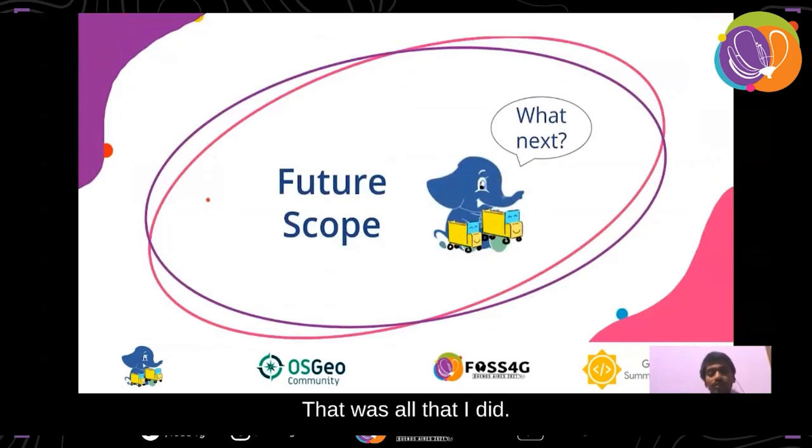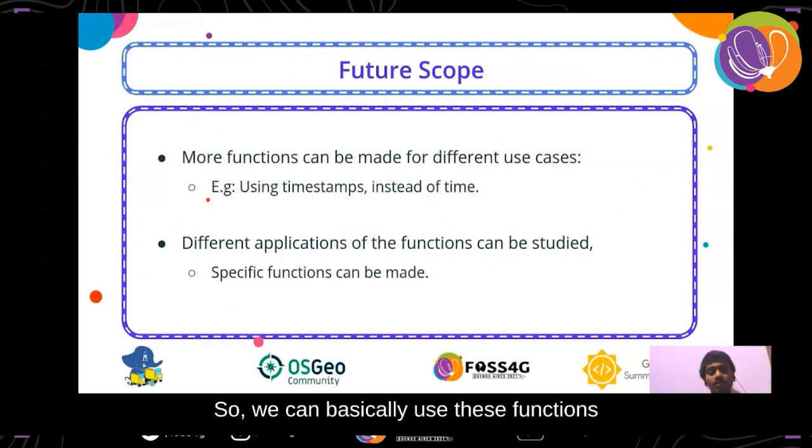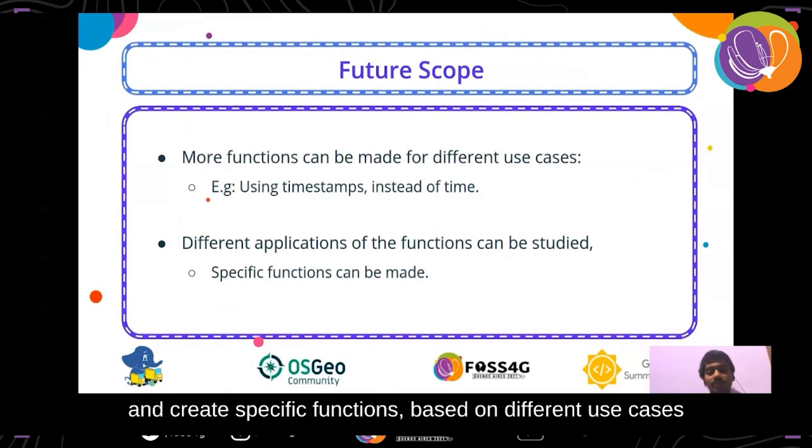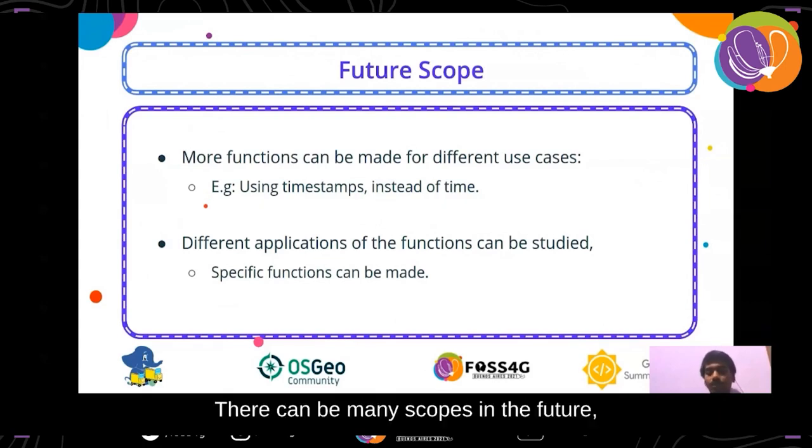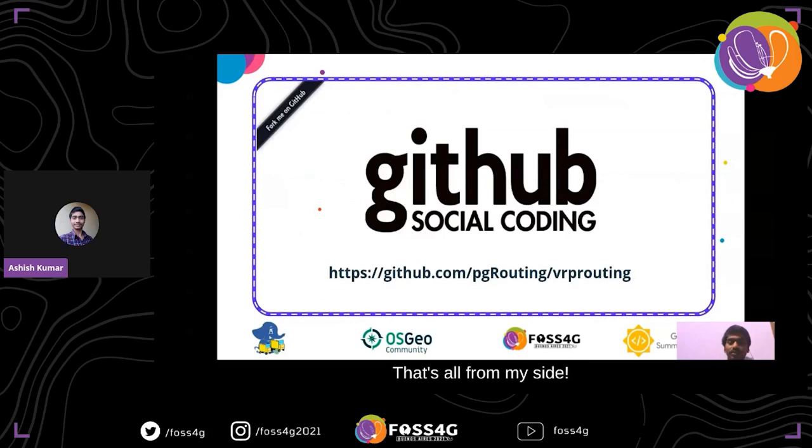That was all that I did. Let's end with a future scope of the work. So we can basically use these functions and create specific functions based on different use cases of the user. There can be many other scopes in the future based on any use case. That's all from my side.